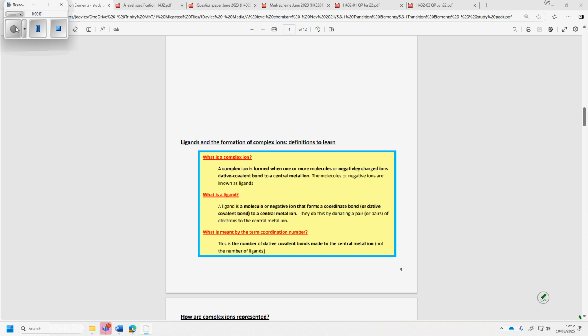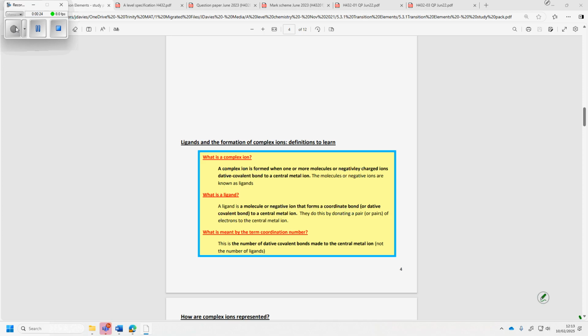Okay, welcome back to the second video on transition elements. This is exciting stuff indeed. One of the most important things about transition elements is their ability to form complex ions. They do that with ligands. Okay, we've got a few subject-specific terms here.